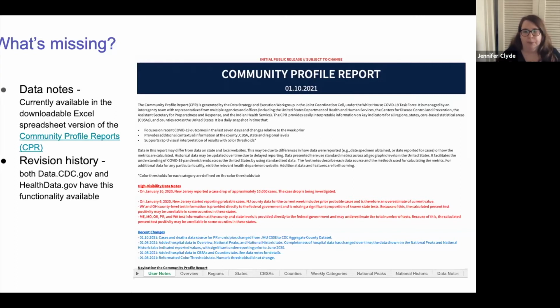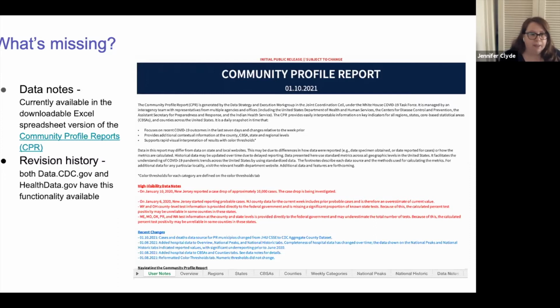So in this example, New Jersey had started reporting probable cases, and on another day, they had an unexpected drop in cases. And so that's noted here, which can be really helpful when you're looking at the data and trying to figure out what is actual day over day changes versus backfills or any other kind of anomalies.